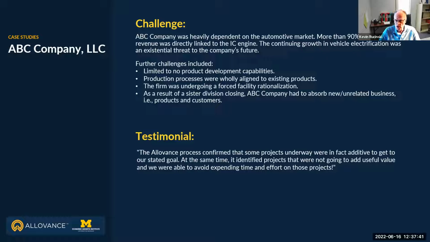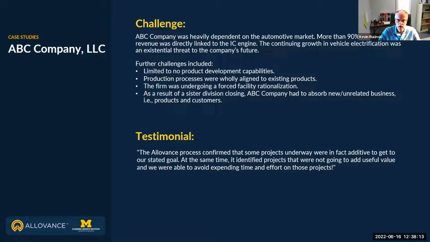Some of the internal challenges they faced, besides that massive change coming at them, was no product development capabilities. They've been a contract manufacturer. They have no product development capabilities to design something new that maybe they could control more of their future. All of their existing production processes were wholly aligned to the products they'd been making for several years. So it's not like they had flexibility in those production processes to start making something else.